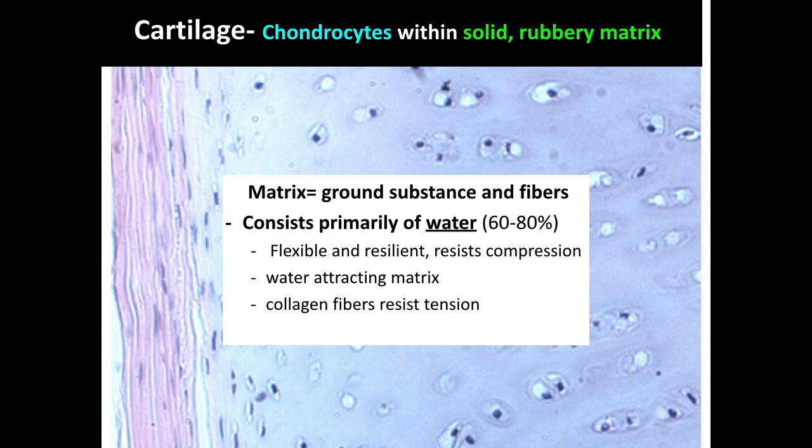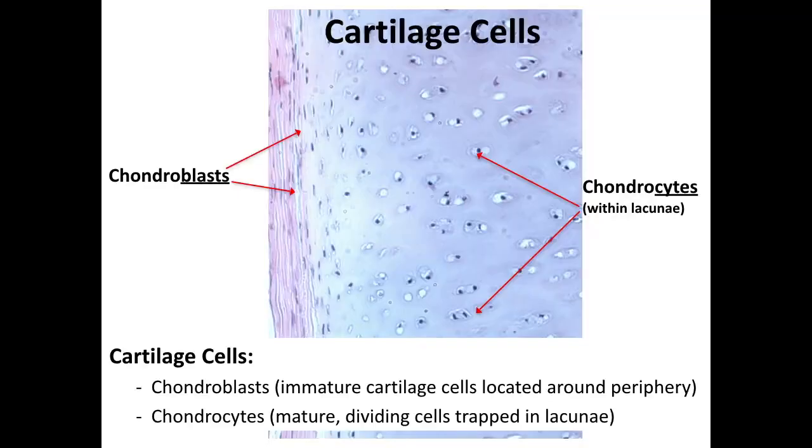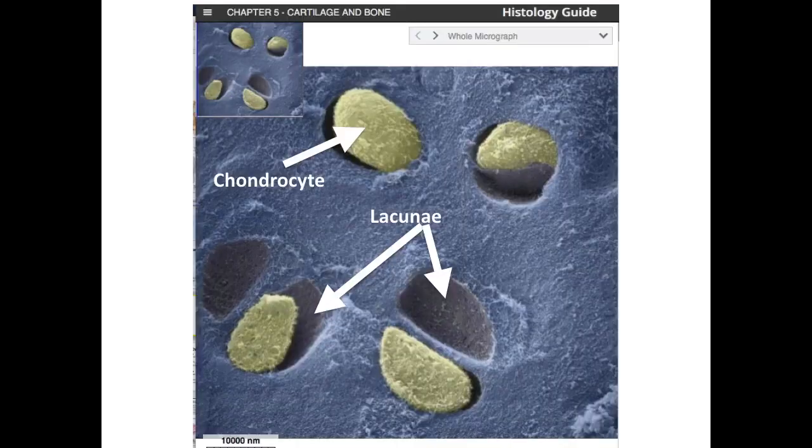And so for the specialized cells, there's two types of cartilage cells: chondrocytes, embedded within the matrix, and chondroblasts, found around the periphery of most cartilage structures. The chondroblasts actively secrete the matrix during cartilage growth, whereas the mature chondrocytes are located in a space in the matrix called a lacuna, which we'll also see in bone.